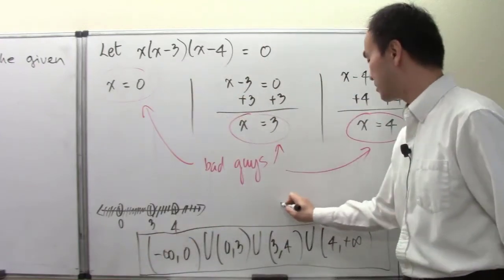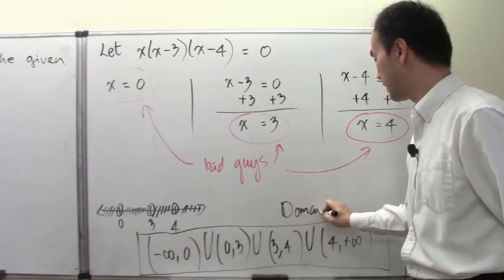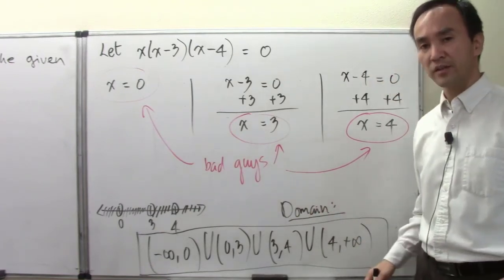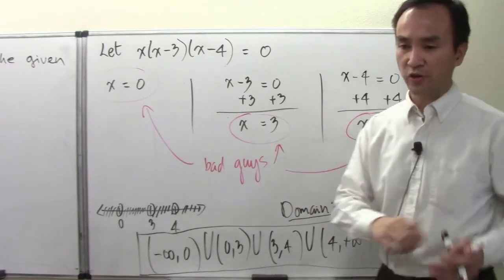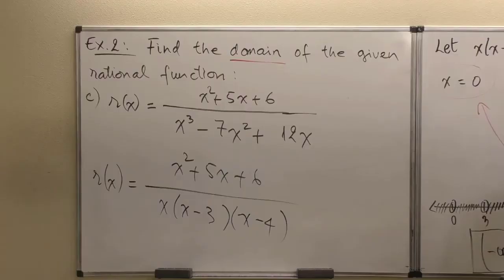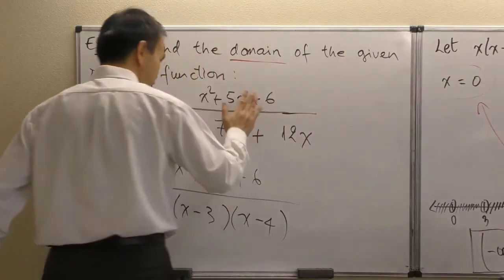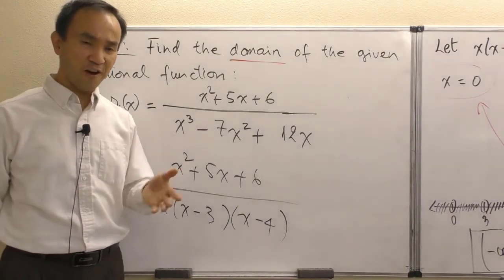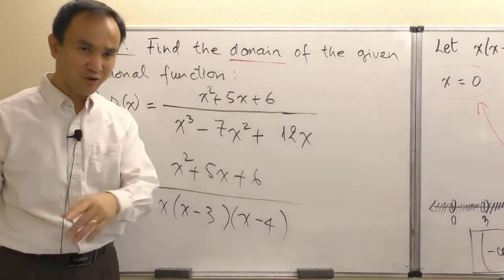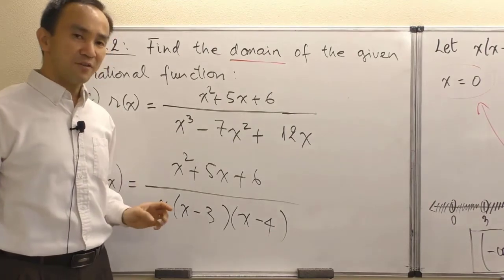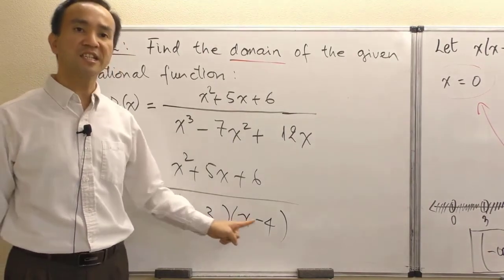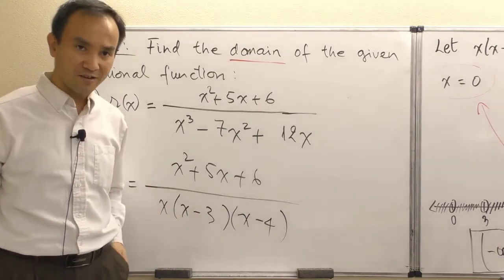That is our domain. All right, the domain is simply, for this rational function or any other one that we have done previously, the domain of a rational function is any x value except the zeros in our denominator. So the zeros came out from these distinct linear factors of our denominator.